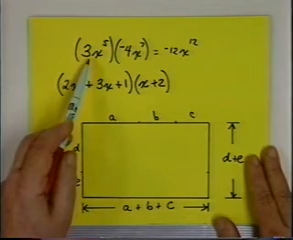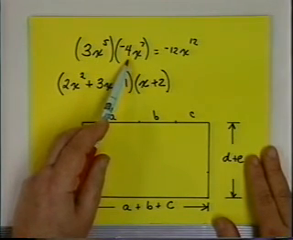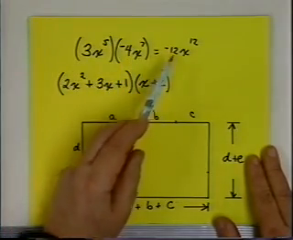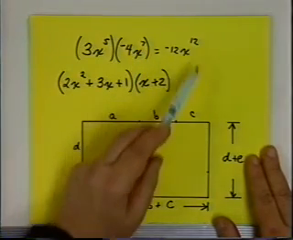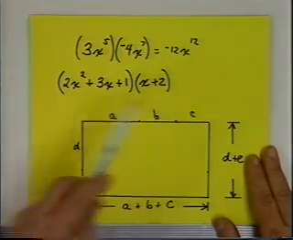So if I take the monomial 3x to the 5th and multiply it by the monomial negative 4x to the 7th, 3 times negative 4 gives me negative 12. 5 factors of x multiplied by 7 factors of x gives me 12 factors of x. So this would just be negative 12x to the 12th.